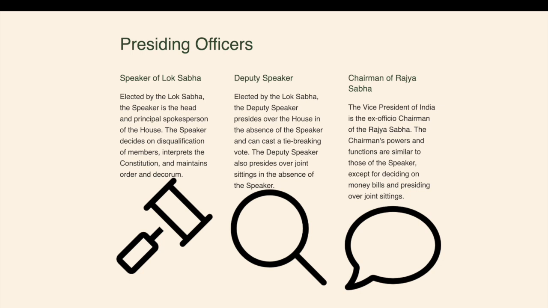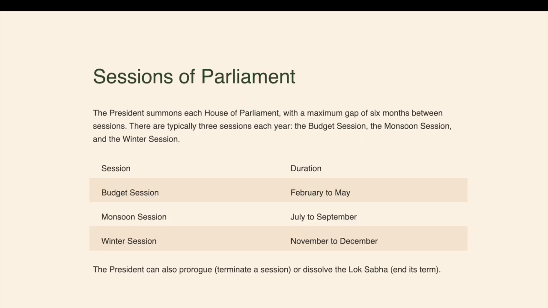Then comes the Chairman of Rajya Sabha. The Vice President of India is the ex officio Chairman of the Rajya Sabha. The Chairman's power and functions are similar to those of Speaker, except for deciding on money bills and presiding over joint sitting. Who will preside over the joint sitting? That will be presided by the Speaker only.